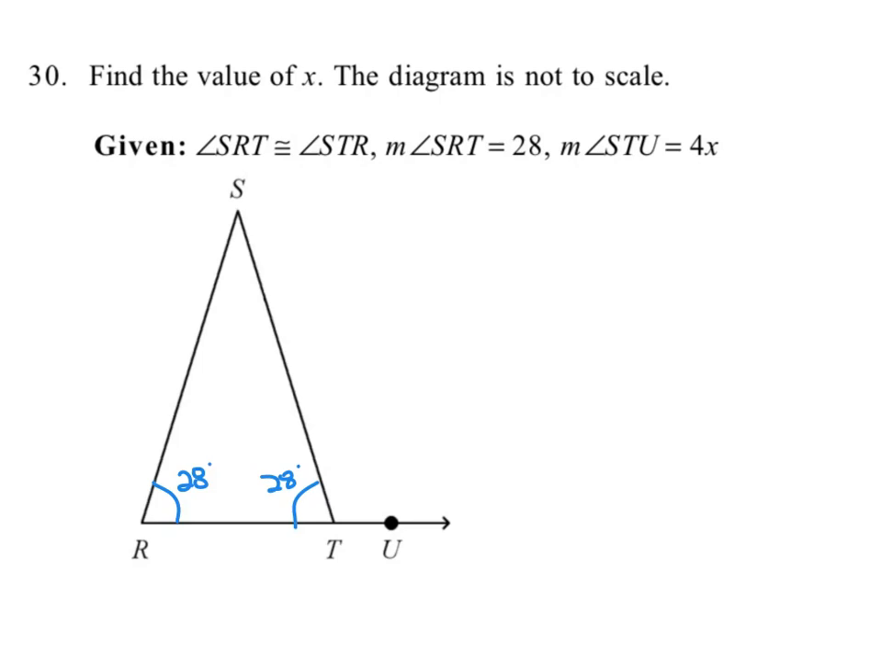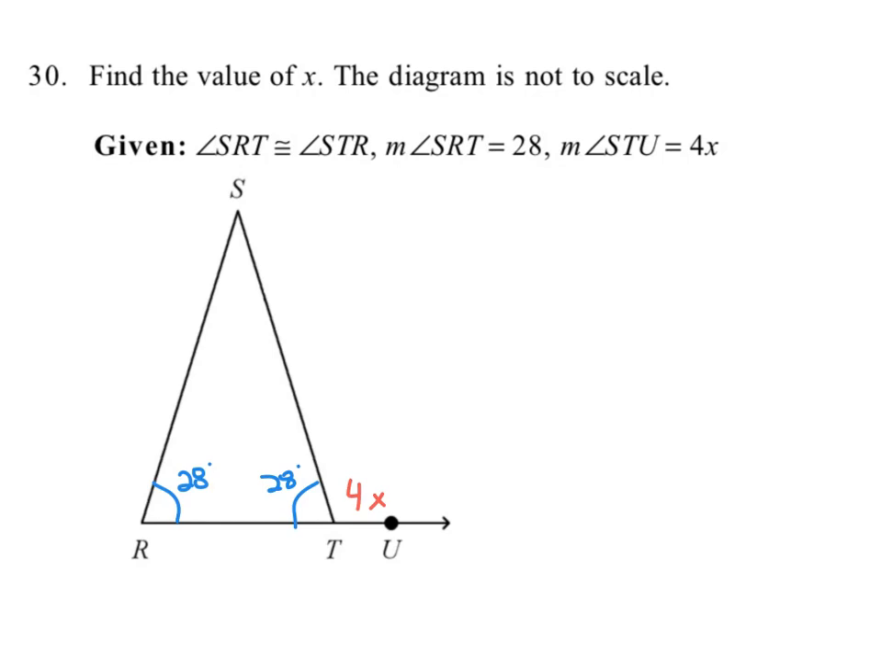And we also know that the measure of STU is 4x. This angle right here is 4x. Okay? So it'd be really helpful if we knew what this angle was, because we know that the remote interior angles sum to be equal to this. Okay? So let's figure it out.